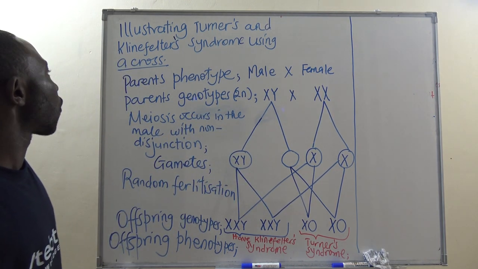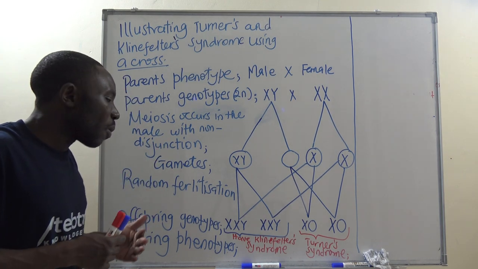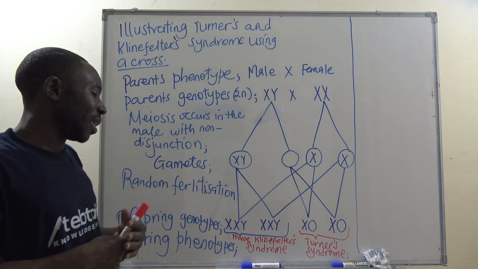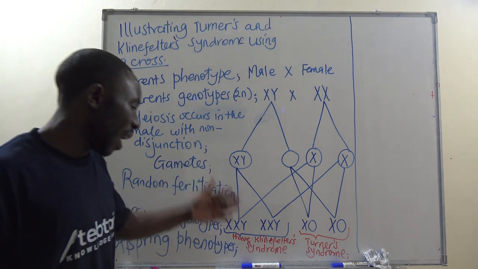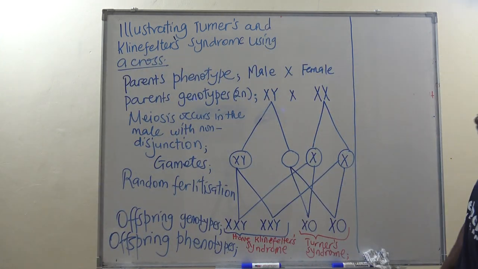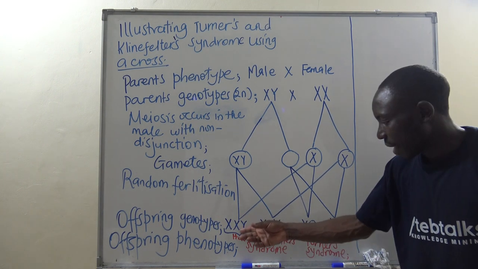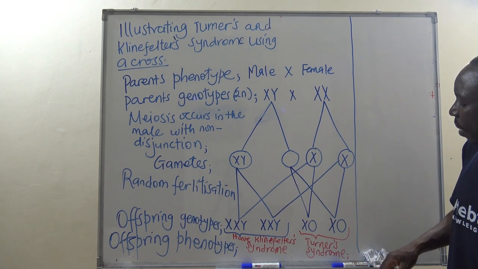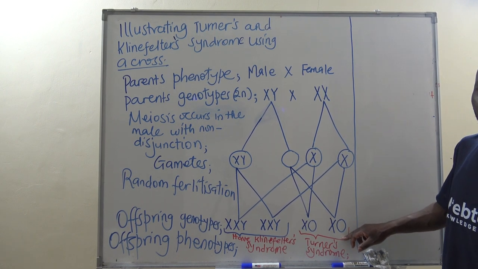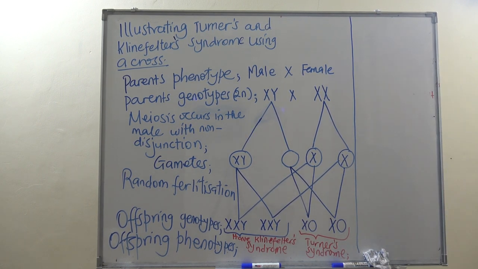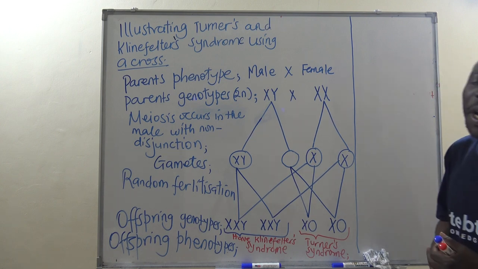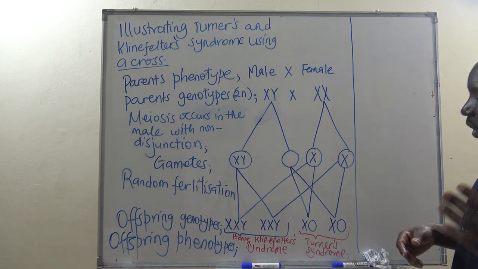So now you've seen how individuals suffering from Klinefelter's syndrome and Turner syndrome, which are conditions arising from aneuploidy, a form of mutation that occurs in the chromosomes, leading to an increase or reduction in the number of chromosomes within a gamete. We can see that the children with XXY have Klinefelter's syndrome, and those with X0 have what we call Turner's syndrome. So that is an illustration showing how Klinefelter's syndrome and Turner's syndrome occur during meiosis and fertilization.